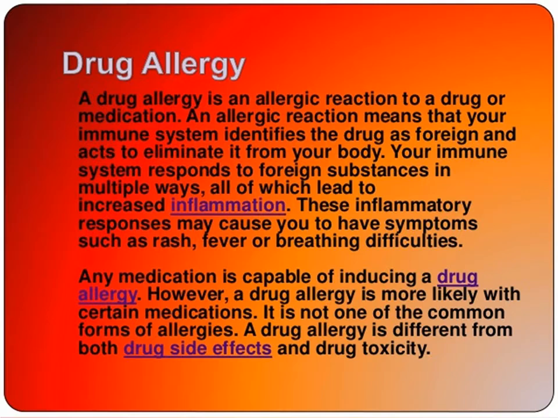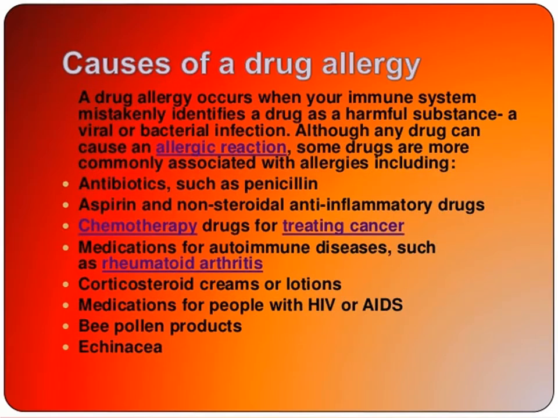It tries to eliminate it through eliminatory systems. Our immune system responds to foreign substances in multiple, different ways. First, there will be an inflammatory reaction, which causes symptoms such as rashes, fever, breathing difficulty and other systemic reactions. Any medication is capable of causing a drug allergy. It's not that one family group of drugs will cause one particular allergy. Any kind of drug can cause any kind of allergy depending upon our body's immune response to it. Next we'll see what the causes are.